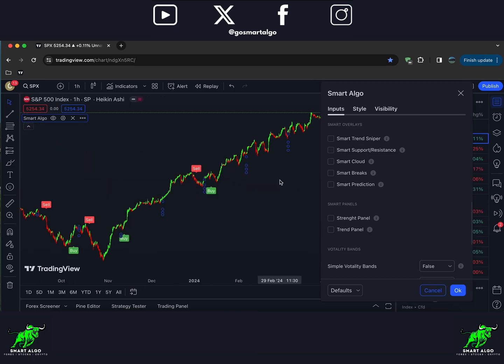So guys, I just want to say real quick before we hop on to the next feature, I don't know if you guys have been realizing, but I have been switching over from Forex to stocks to crypto, just so I can show you guys that Smart Algo works on every single type of chart. It doesn't matter what it is, you name it.